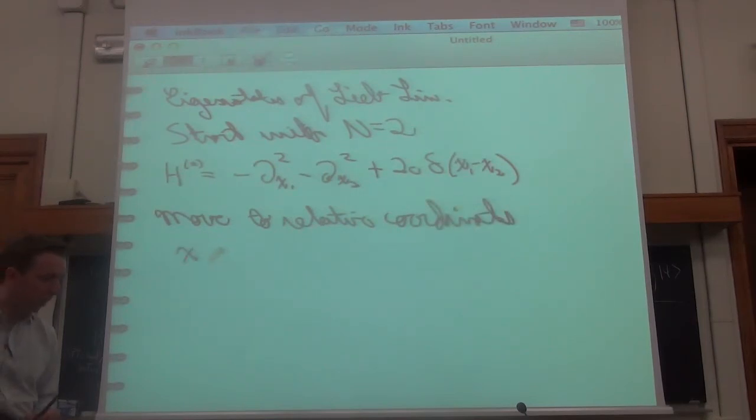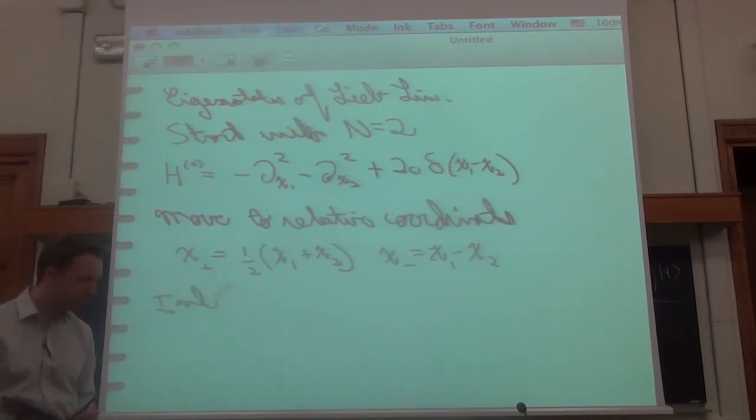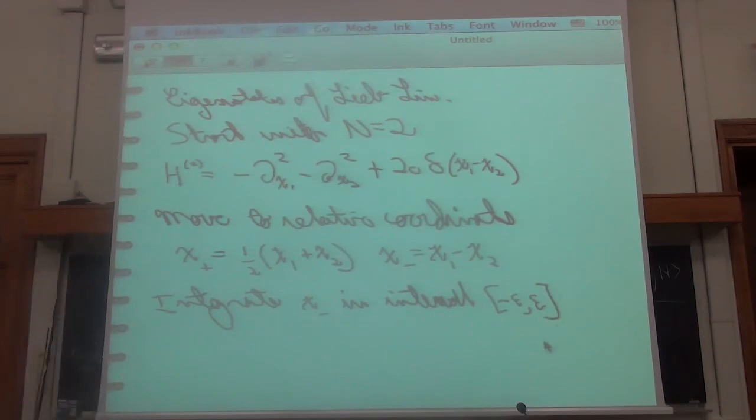Call x plus the center of mass, so 1/2 (x1 plus x2), and x minus is just x1 minus x2. Then you integrate x minus in a small interval, call it minus epsilon to epsilon. And this is going to give you the condition for the discontinuity of the wave function.